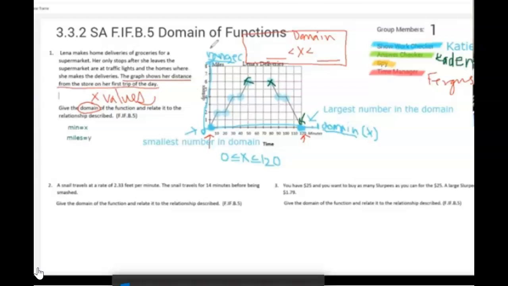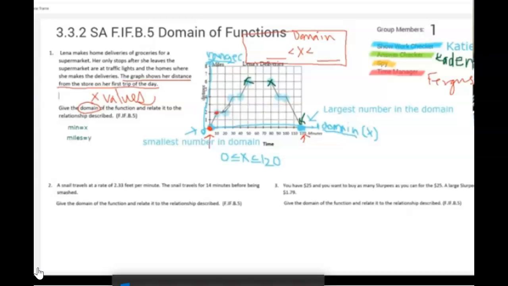What distance does the graph show? Her distance from the store. From the store on her first trip of the day. Anthony. Okay, so let's talk about this coordinate pair. Where is Lena here? At the store. At the store, because her distance is 0. Yes. Okay. Then Lena is right here next.